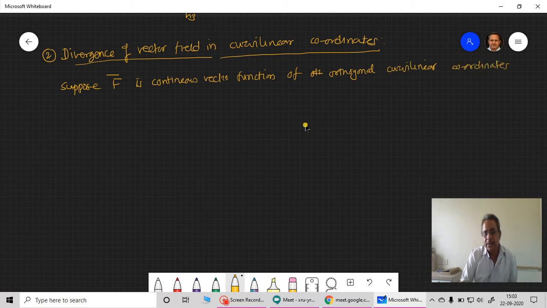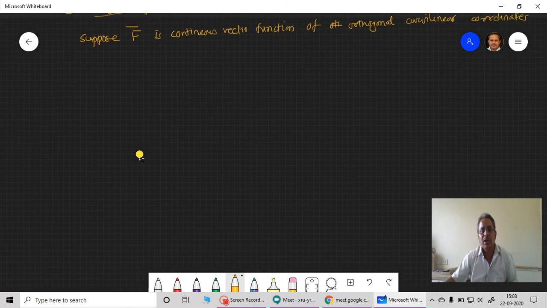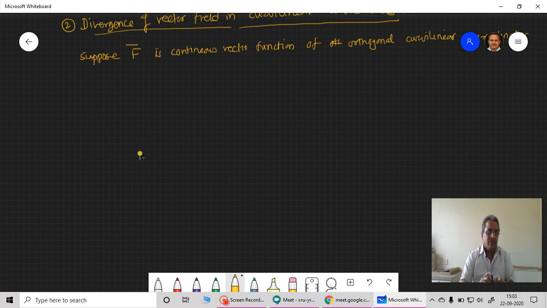Okay, I am taking these derivations line by line because once we understand all these things, it is very easy to go for all the next derivations when we go for actual different types of coordinate systems, that is Cartesian, spherical, polar and other types of coordinate systems. This is a continuous vector point function of the orthogonal curvilinear coordinates u1, u2, u3.